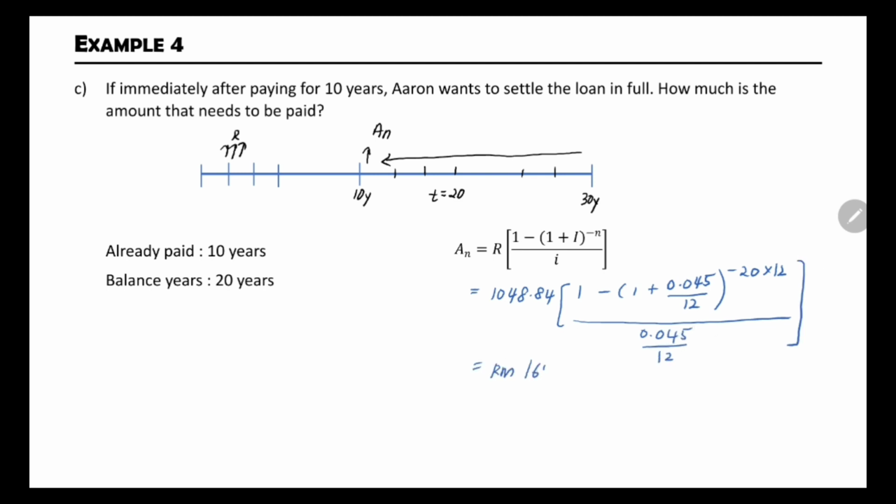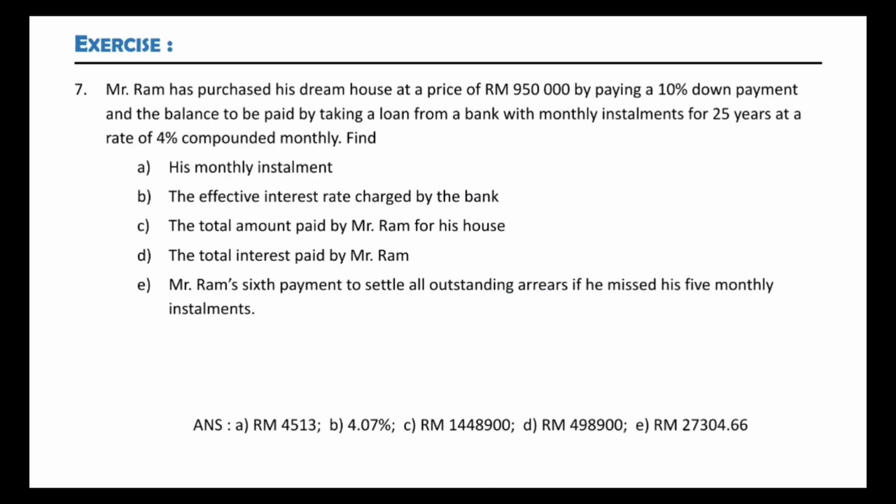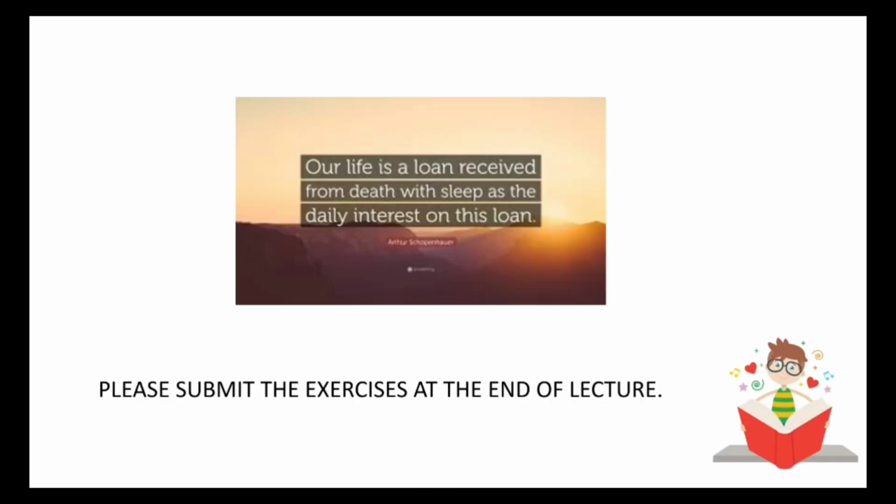RM165,785 ringgit 35 cents. So the amount that needs to be paid is RM165,785 ringgit with 35 cents. This is your exercise. Please submit the exercises at the end of lecture.